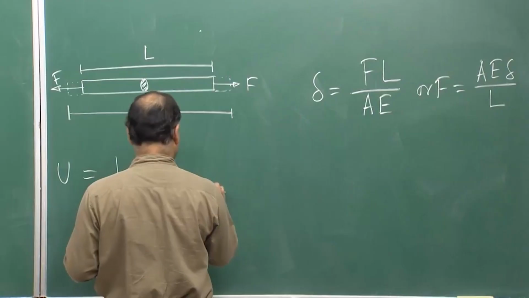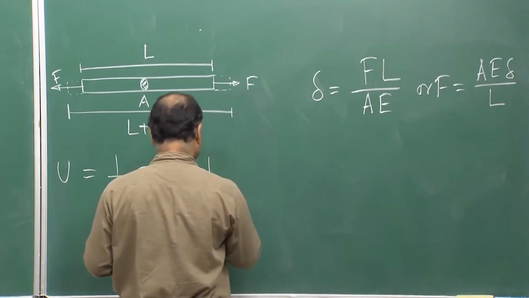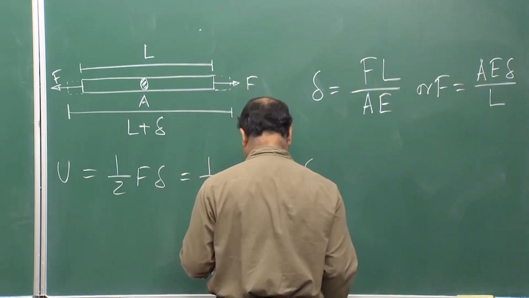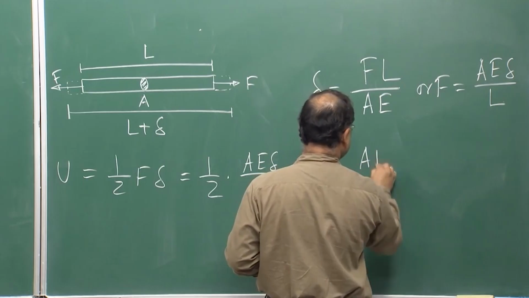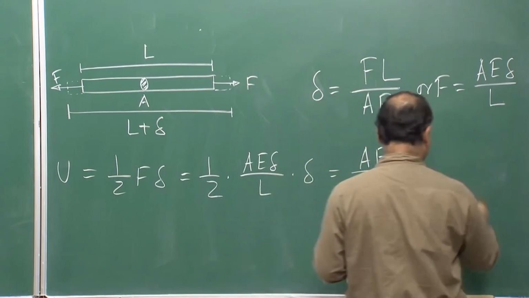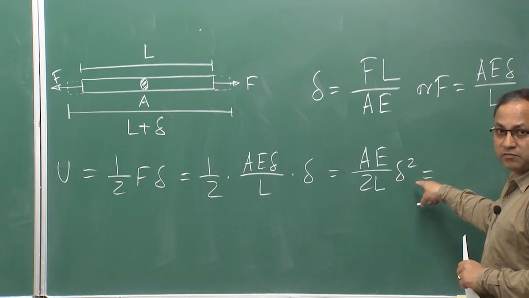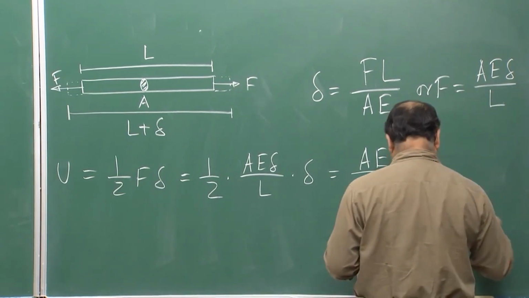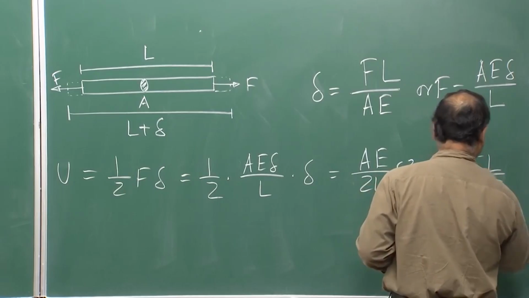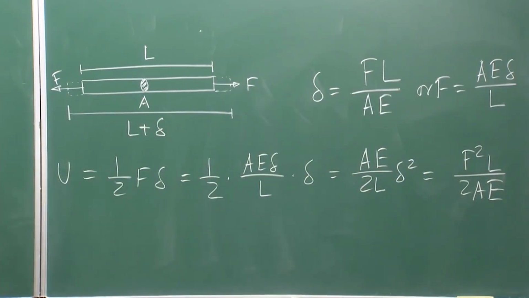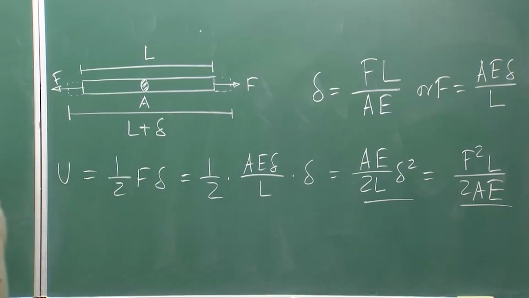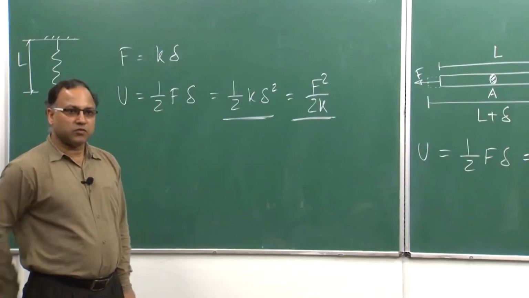So, in place of F I can write this A delta by L into delta, which can be written as A by 2L delta square. This is in terms of deformation delta. Or it can be written as F square L by twice A, if you want to express in terms of force. So, this is the strain energy of the system under this kind of axial force.